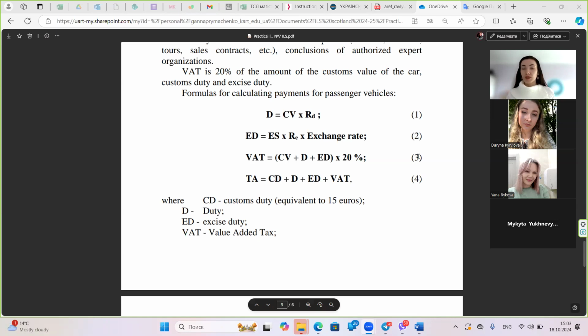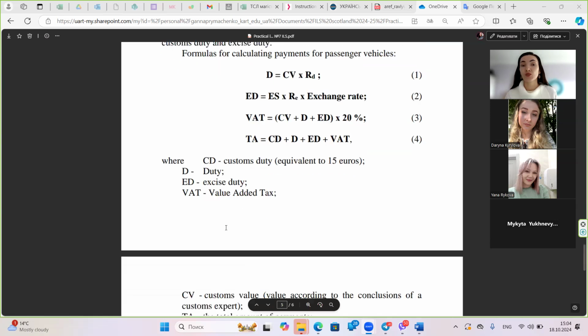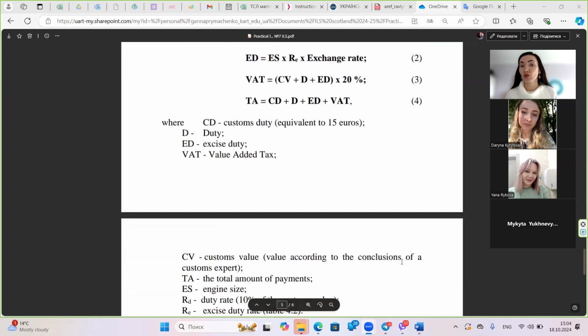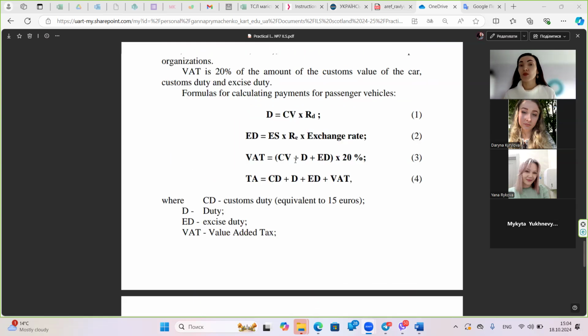So our third formula, please write on your list or in your electronic documents. We need to calculate what it is, value added tax, and we said earlier about these parameters that it is 20% from sums, or adding such parameters as CV. We used this parameter, it is customs value according to the customs conclusions of customs experts. We already used this parameter in our first formula. It is the first parameter in the first formula.